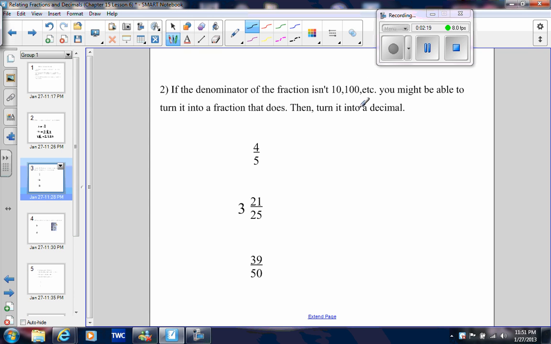All right, now with these, this is the second part. If the denominator of the fraction isn't 10 or 100, you might be able to turn it into a fraction that does, then turn it into a decimal. All right, so 4/5 doesn't have a denominator that's a 10 or 100 or 1,000, but it's not too hard to turn it into one that does. You'd like to have this in tenths. So all we have to do is take that times 2 halves. We chose 2 because 5 times 2 makes 10. And whatever we do to the bottom, we have to do to the top as well. So 4 times 2 is 8. Well, now we've got 8/10.